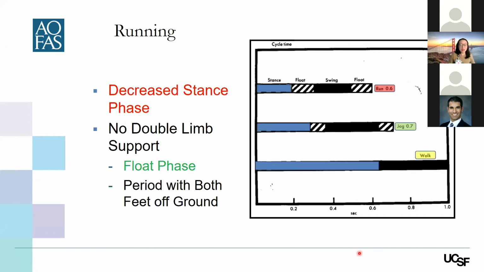So during running, I didn't see a question on this, but I thought it was interesting. During running, where the velocity of your mobility is faster, you have a decreased stance phase because you're spending less time with the foot on the ground. And then during running, you don't really have a period where you have both feet on the ground. You have a period of what we call the float, right? If you're watching someone running in slow motion, there will be a short period of time where both feet are off the ground. So you have this new phase called the float phase, and then the swing phase and the float phase, and then your foot hits the ground.